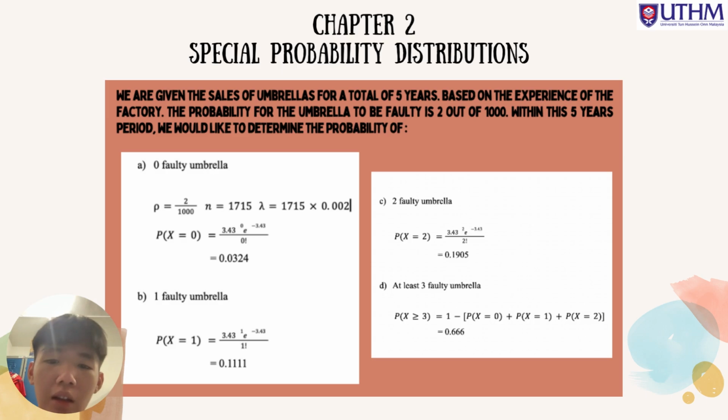0.002, right? Within the 5 years period, we would like to determine the probability of 0, 40 umbrella, 140 umbrella, 240 umbrella, and at least 340 umbrella. Okay, like I just said, the P is 0.002 because 2 out of 1000. And our N is actually 1715. And so by having those two N and P, we can find our lambda, which is 3.43.